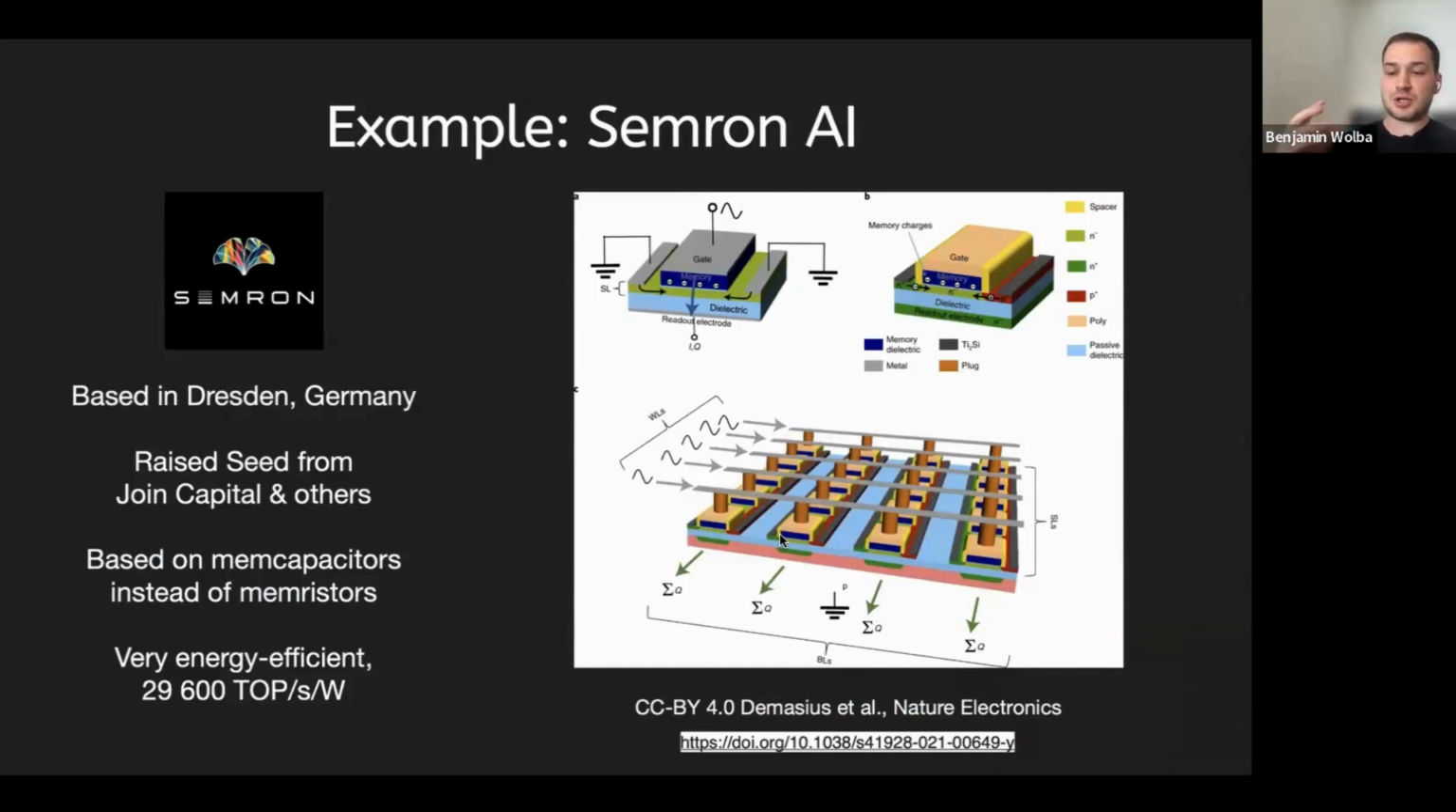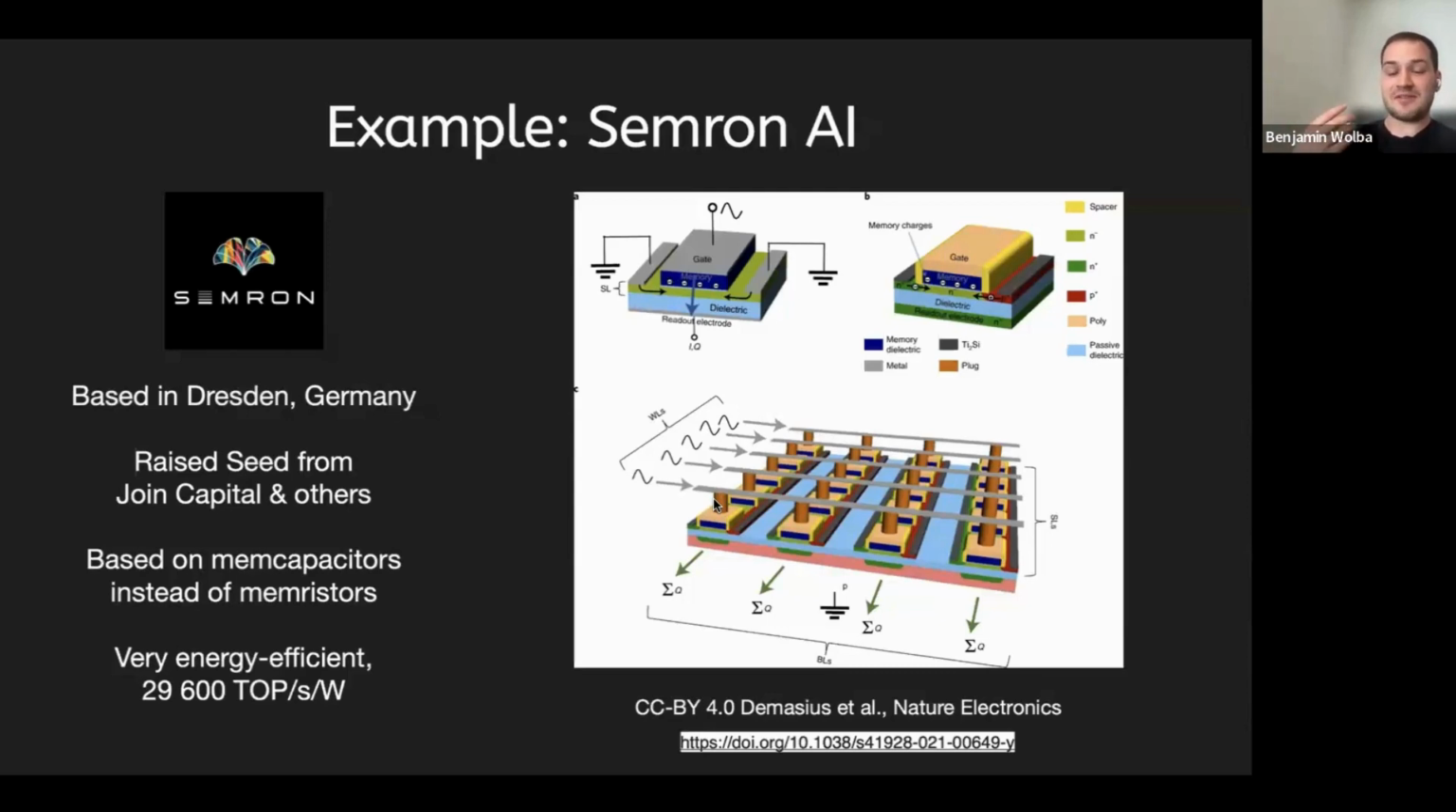Now, what you do is you encode this matrix in this crossbar array, where for a memristor setup, you have all resistors here. So you encode the value of your matrix of the neural network in the resistivity of any of those resistors. And then you apply a voltage and it results in a current, and that does pretty much the matrix vector multiplication. Now what Sembron does is to use capacitors instead of resistors. So you go from DC to AC, and that is a lot more energy efficient.